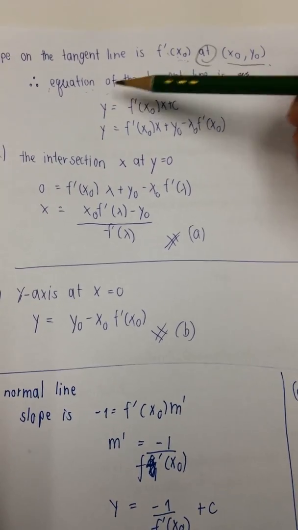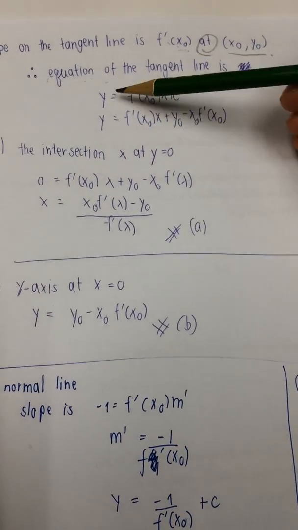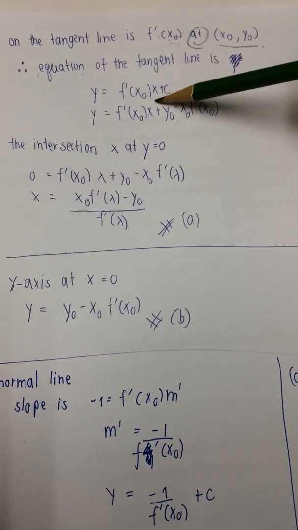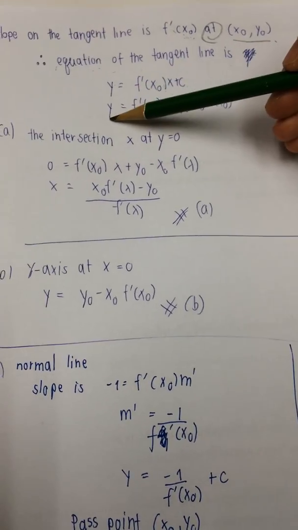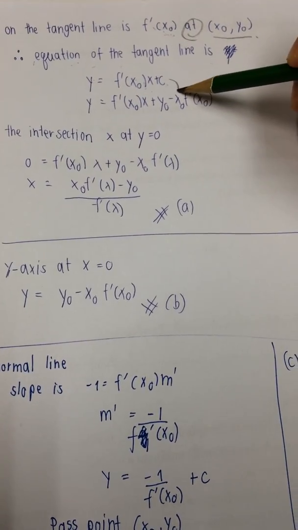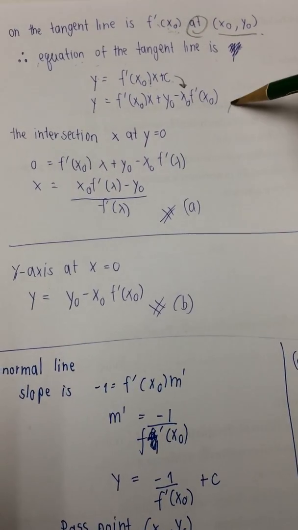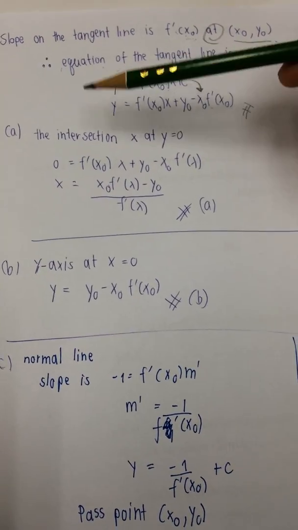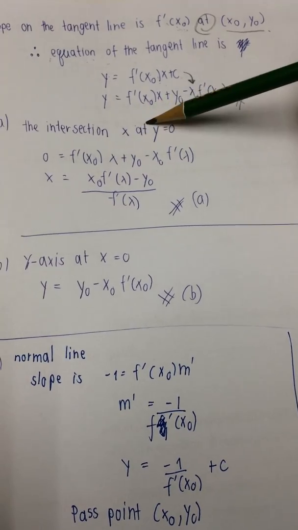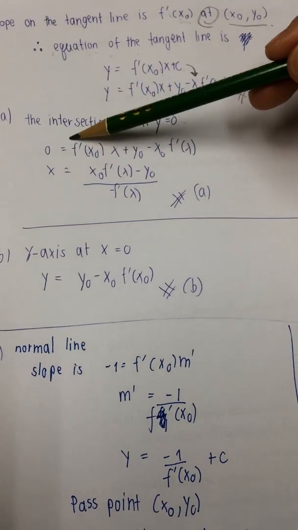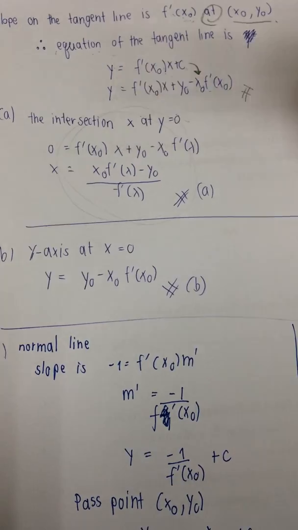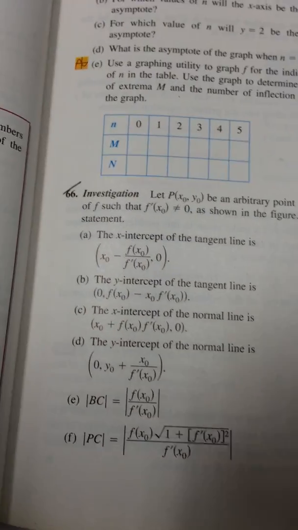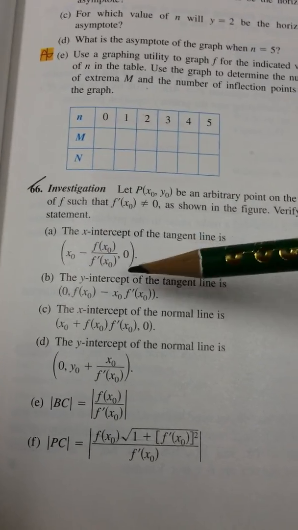Consequently, the equation of the tangent line is y equals f'(x0) x plus c, which results in the following equation over here. And because of this, the intersection at y equal to 0 is the following. And this is the reason why this is true.